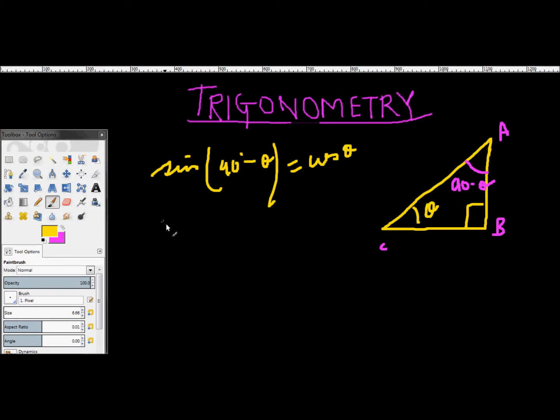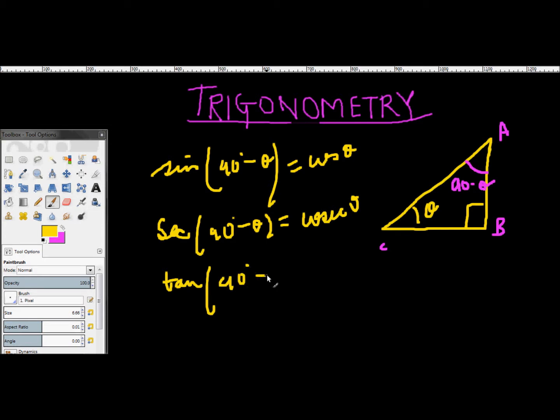Whichever you want to write, sec 90 minus theta, so the inverse also holds true, guys, equal to cosec theta. And I think the last one, in consideration, tan 90 minus theta equal to cot theta. That's where you get it.